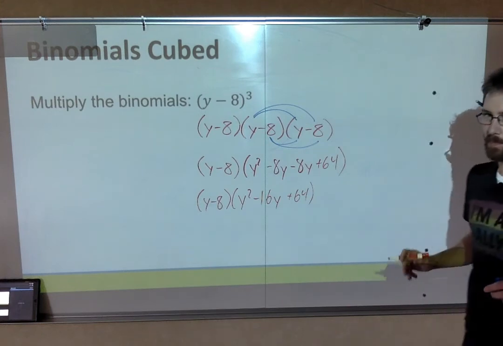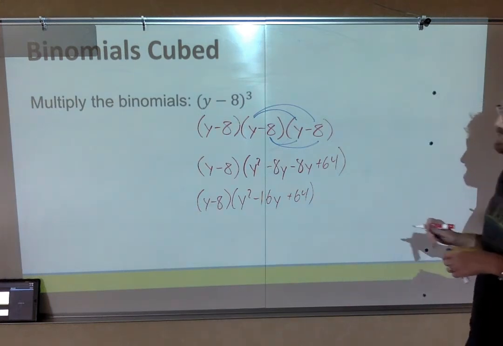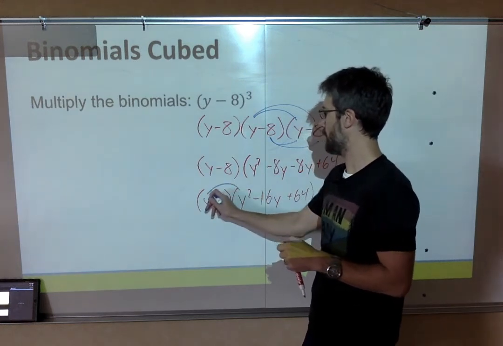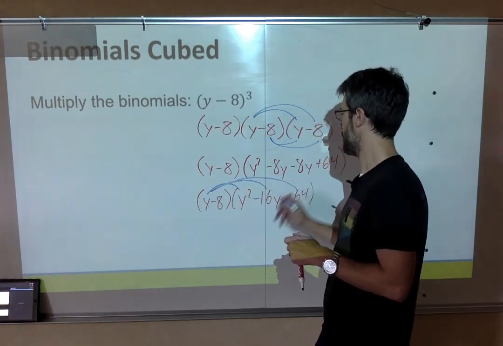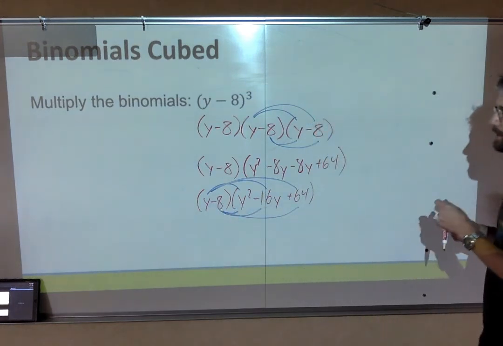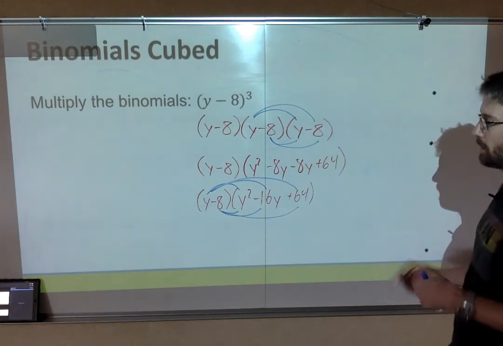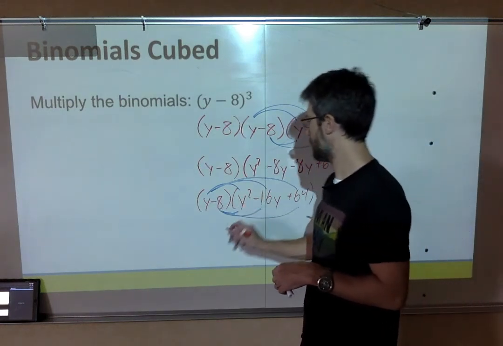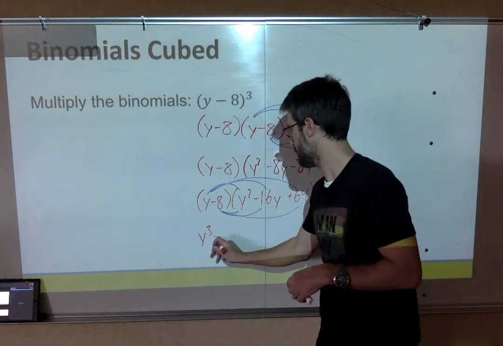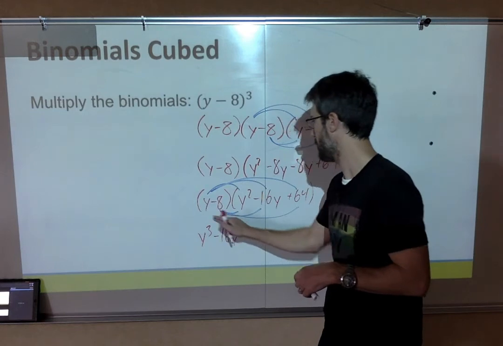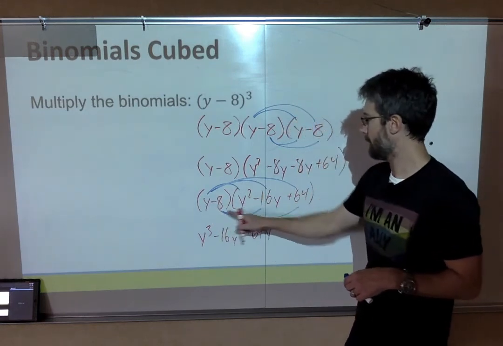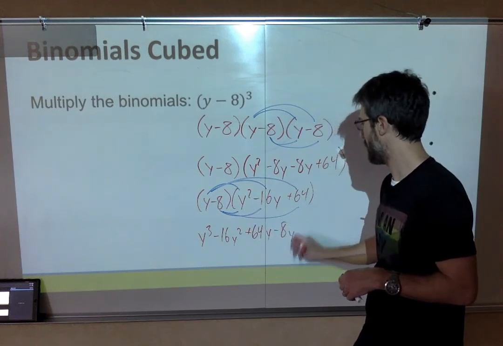This is where it's really going to pay off if you do your work neatly. Because now, to finish this, we're going to multiply by this y minus 8, and then combine like terms and finish it off. So y times y squared is y cubed. Y times negative 16y, negative 16y squared. Y times 64, plus 64y. Negative 8 times y squared, minus 8y squared.